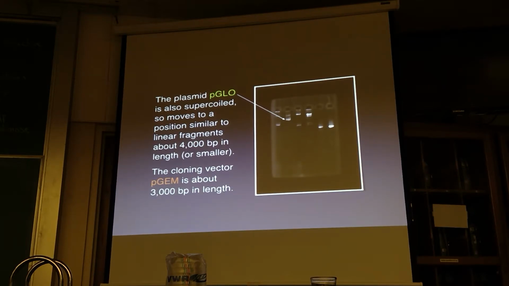And then P-gem is somewhere in between. It's around 3,000 base pairs. Not quite, but P-glow is actually considerably bigger than 4,000 base pairs.